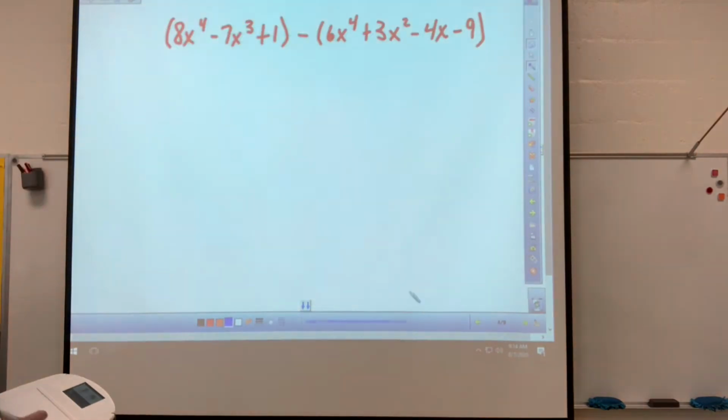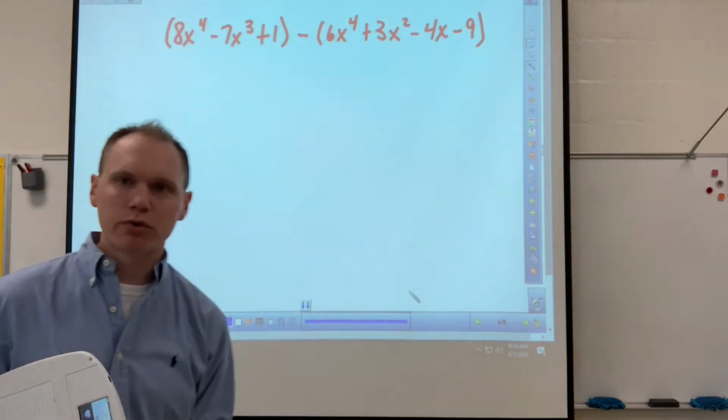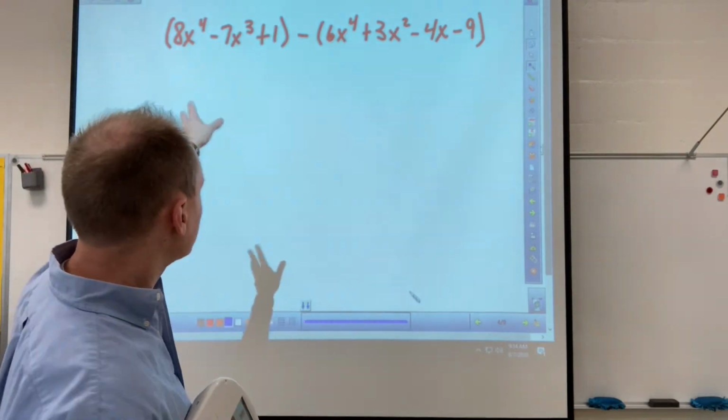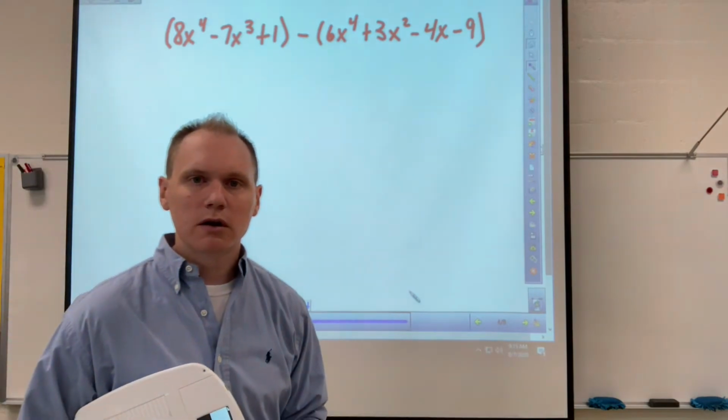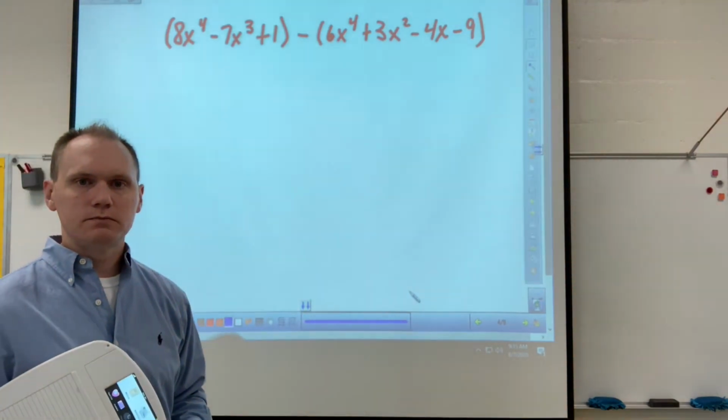So let me give you a second to try this one. This is another subtraction problem. We've got different powers of x in there, different exponents. So see what you can do there and take a moment and do that.